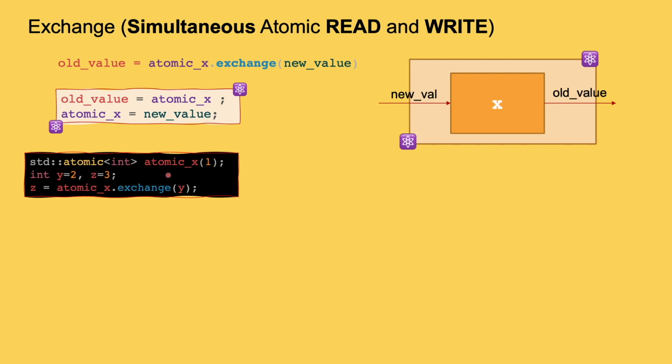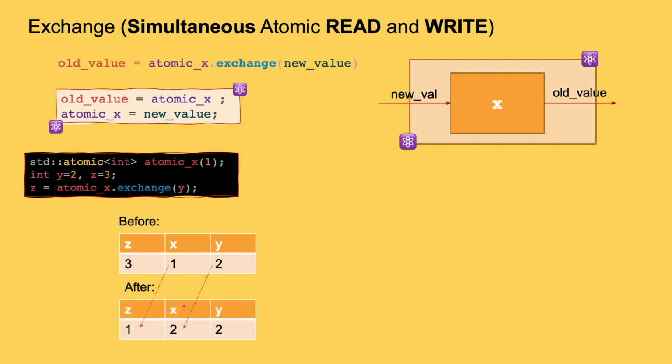So here is an example. You can define atomic x, initialize it to 1, y and z are two non-atomic variables. We initialize them to 2 and 3. And then we can say z is equal to atomic x, exchange it with y. So what would be the value of x and y and z after this line? Before doing this, x and y and z were 1, 2, and 3. Once you run this, the value of y would go to x, the value of x would go to z, and then the value of y would not change.